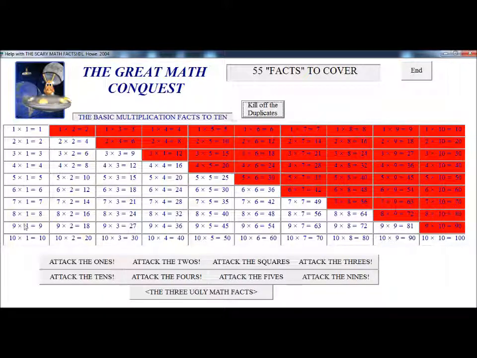And then we'll attack the 1s. The 1s are easy. Then we'll attack the 2s. Then we'll attack the 9s. It gives the fact that the 9s have some properties that make them easy to do, and just gradually attack them, and it'll help them memorize the different ones. The great math conquest, just to try to help them learn the facts.